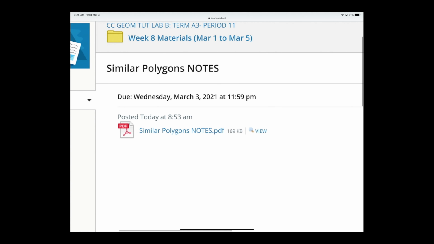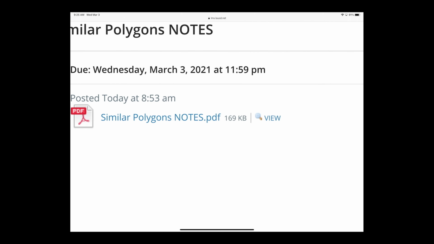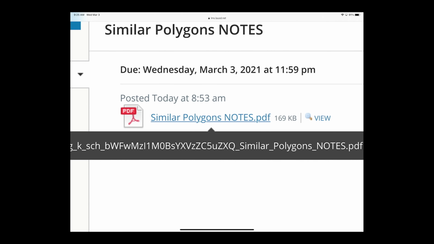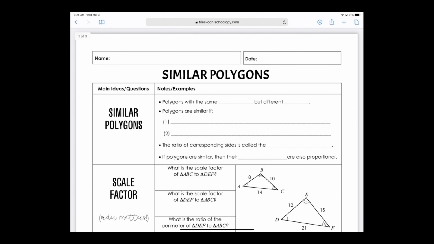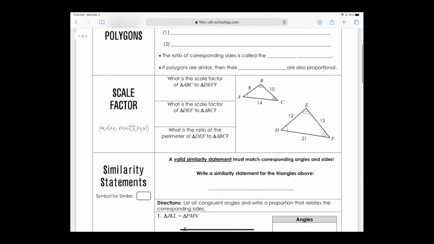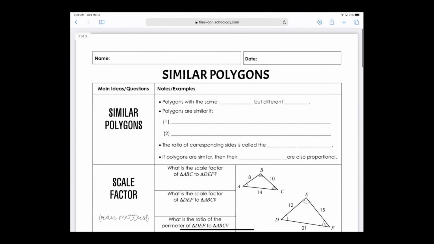Now next to view, again, this is on my iPad, so Kami doesn't work the same on the computer as it does on my iPad. Next to view, you would see open with Kami. You can open with Kami, and I know some of you take your notes on Kami. Others of you just like to click on this and have it in a tab and just have it on the side of you while you're doing it. Others of you like to print it out.